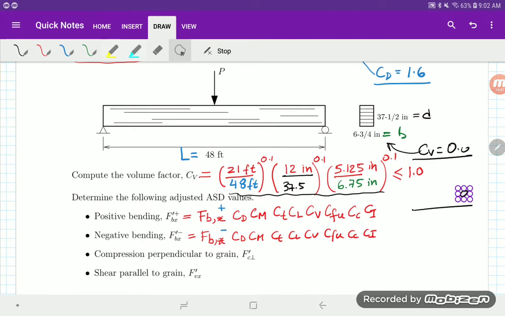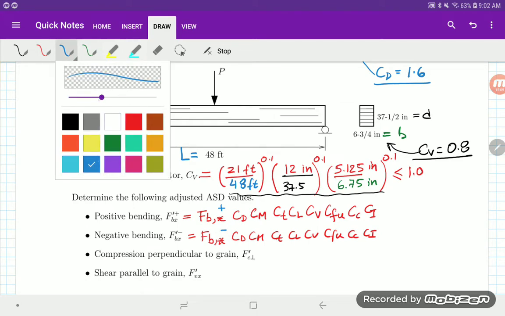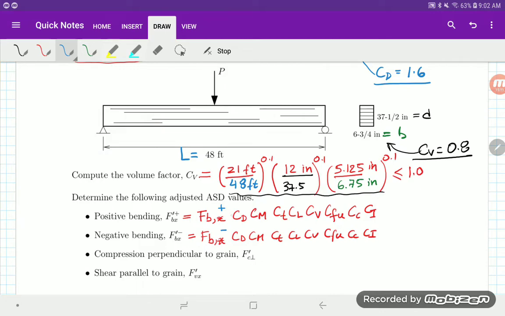Oh, I dropped the 0.8. I guess that's how I write my 8. Anyway, here's CV 0.8. So FBX positive. We had seen that that was 2400 for the number that was the reference, but let's look at each of the factors. C sub D, that one is 1.6. I had mentioned that before.